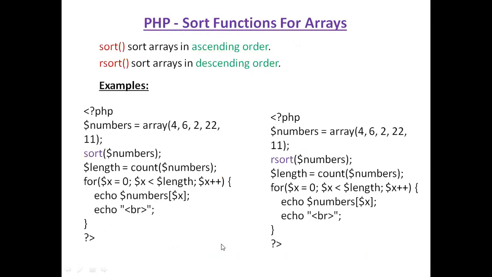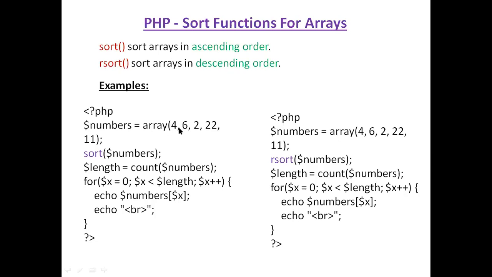Okay, so the next one we cover is sorting. How you sort the array. In this chapter, we only cover two types, ascending order and descending order. Ascending means, as you already know, the numbers will be like 1, 2, 3, 4, 5. The smallest comes first, then the bigger. Descending means the bigger number comes first and the smallest will be the last one. So sort is for ascending and rsort is for descending.